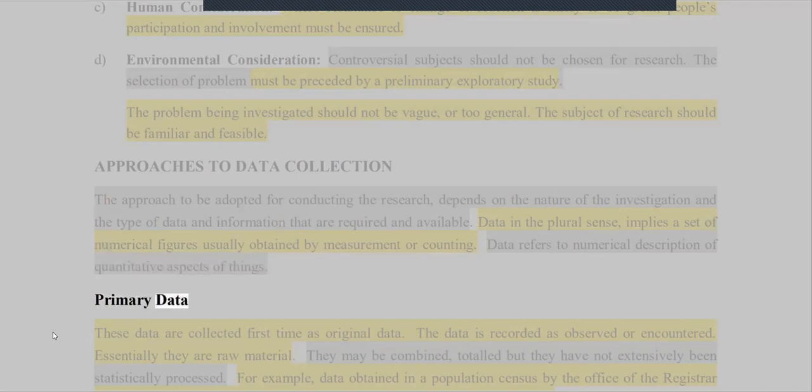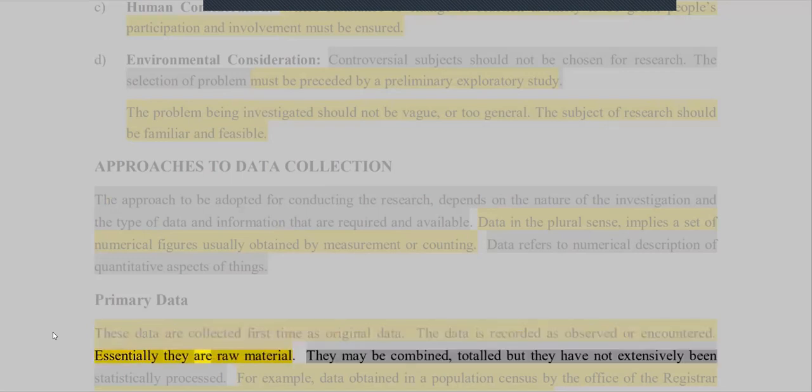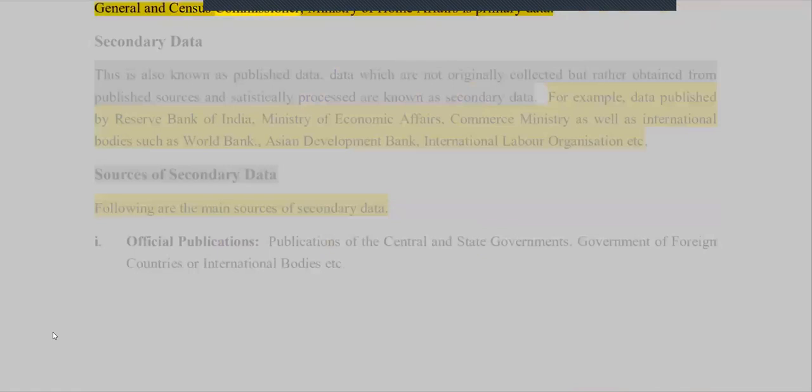Primary data. These data are collected first time as original data. The data is recorded as observed or encountered. Essentially, they are raw material. They may be combined, totaled, but they have not extensively been statistically processed. For example, data obtained in a population census by the Office of the Registrar General and Census Commissioner, Ministry of Home Affairs is primary data.